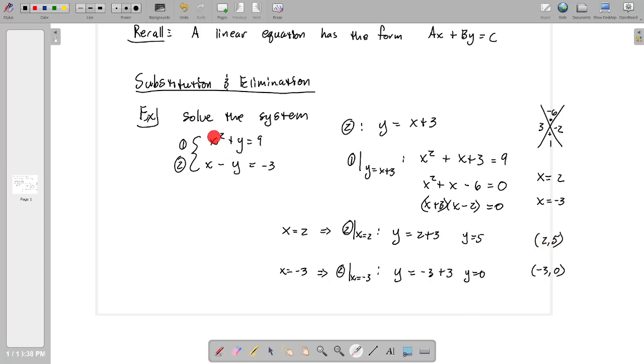Plug in 2 for the equation 1. That's 4 plus, plug in 5. We have 4 plus 5 is 9. Plug 2, 5 into the second. 2 minus 5 is negative 3.